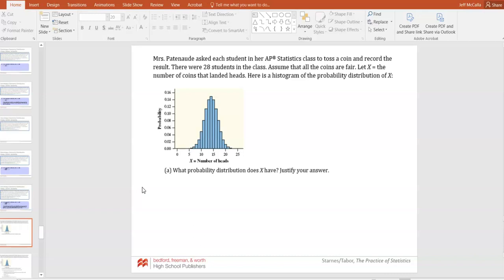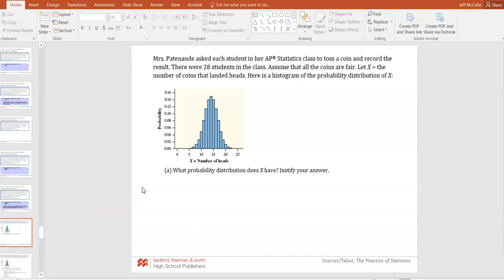So 28 students. Is this geometric or binomial? It's not talking about the first of something, so my thought is maybe it's binomial. Success is flipping a heads. The formula for the mean would be n times p, so n is 28 times the probability of heads, 1/2. So I think 14 should be the mean, and that does look to be the case.